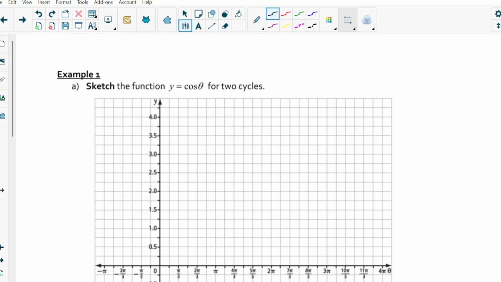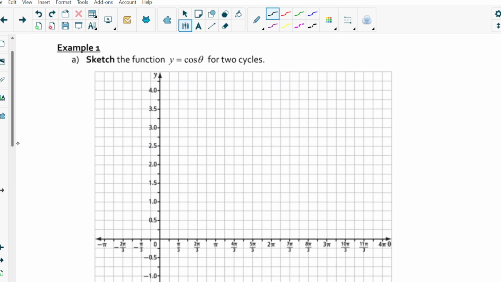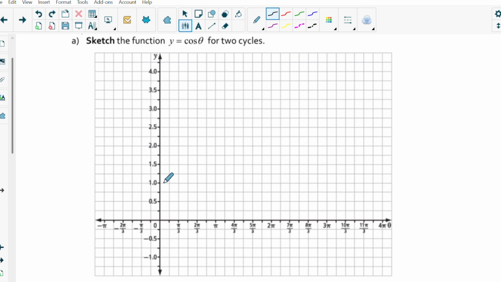Okay, example 1. Sketch the function y equals cosine of theta for 2 cycles. So let's do that on the graph. So I'm going to start in black. I know cosine starts right there, and we're in terms of radians. Key points at pi over 6 radians, I know that's square root of 3 over 2. So right there, pi over 3 radians, I'm at 1/2. At pi over 2 radians for the cosine, I'm at 0. Okay, and then the rest, I know the negative versions of these.